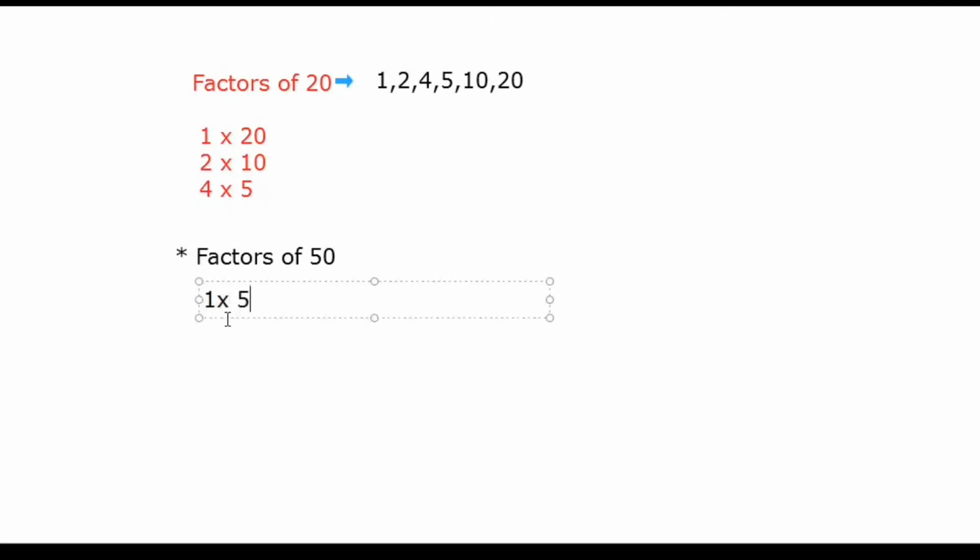One time. Multiple of one. Okay, 1 times 50. 4 times 5. 2 times, is there another 50? 2 times what gives 50? If you can't think of that, how do you find out whether 2 times something gives 50?